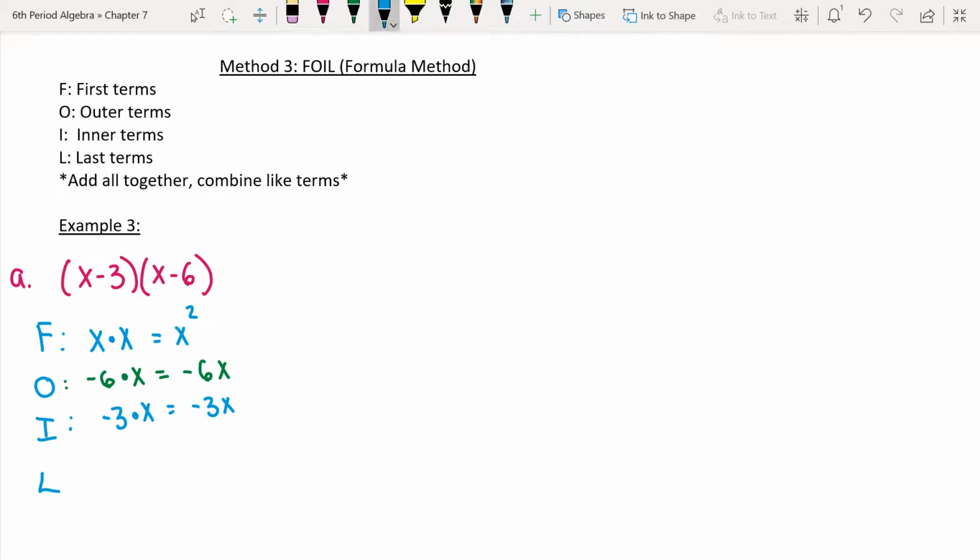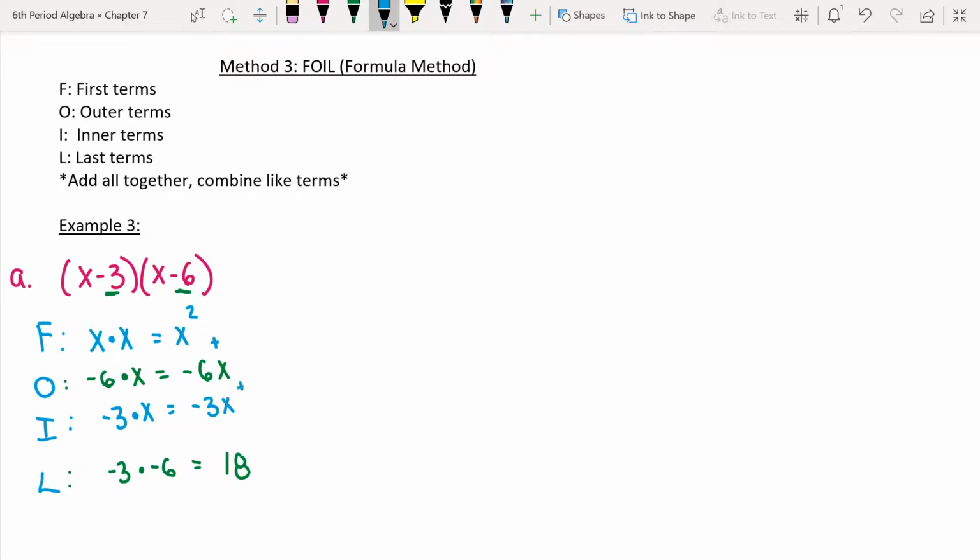And the last terms mean within each set of parentheses, what is the last term? And those are your constants. So that's -3, because it's the last thing in the first set of parentheses, and -6, that's the last thing in the second set of parentheses. So you're going to do -3 times -6. Well, a negative times a negative is a positive, and then 3 times 6 is 18. Now we're going to pay attention to the star note that says add all together, combine like terms.